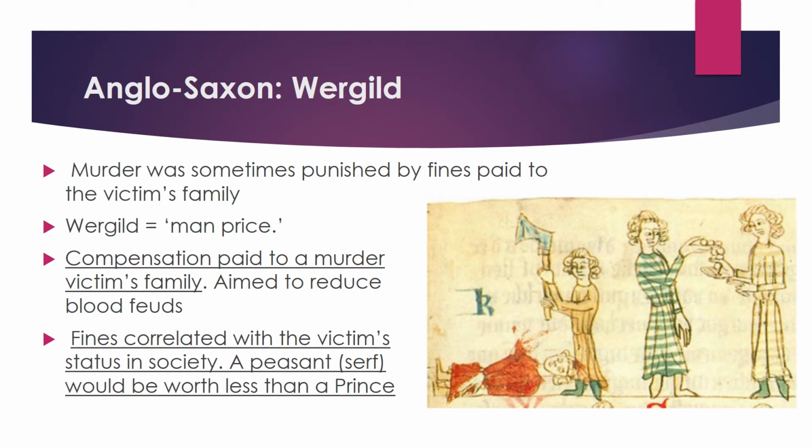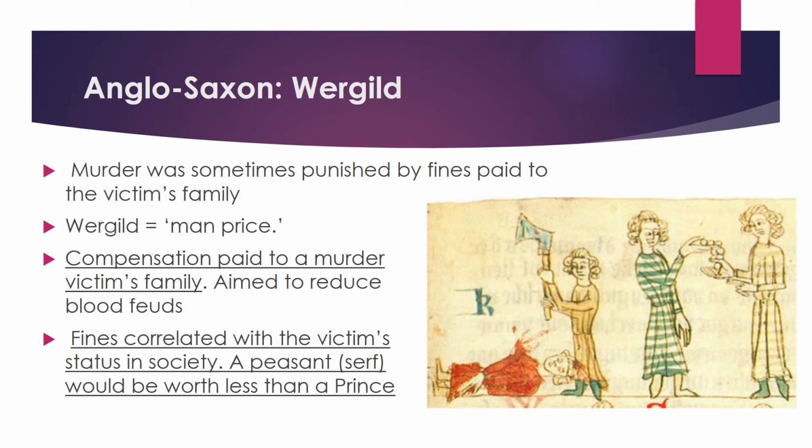The final Anglo-Saxon punishment was wergild, which literally translates as man price. This punishment was given to the crime of murder, where a fine was paid to the victim's family as compensation for the murder of that person. The aim of this was to reduce blood feuds between families. What would happen previously is, let's say someone was killed from one family, that family would then seek revenge and kill someone from the family that had murdered their person, and it would just keep escalating until basically there was a war between two families.